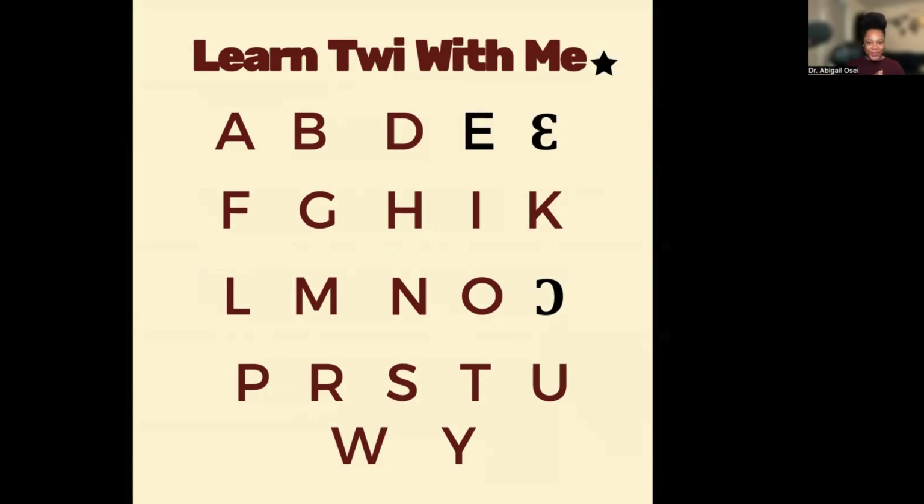When I was younger, the way that I first heard it was a, b, d, e, ɛ, f, g, h, i, k, l, m, n, o, ɔ, p, r, s, t, u, w, y. That's how I first heard it.